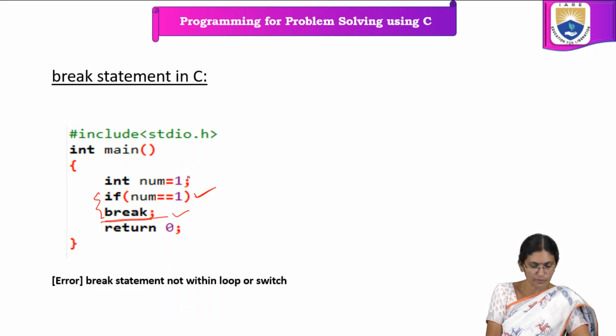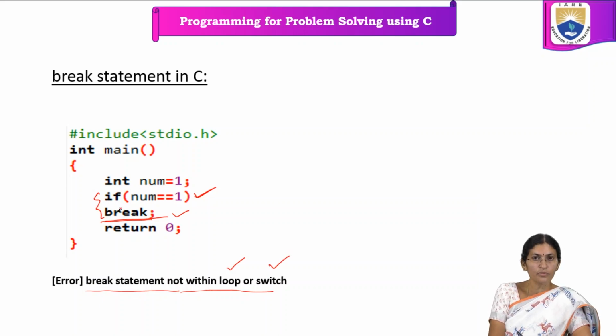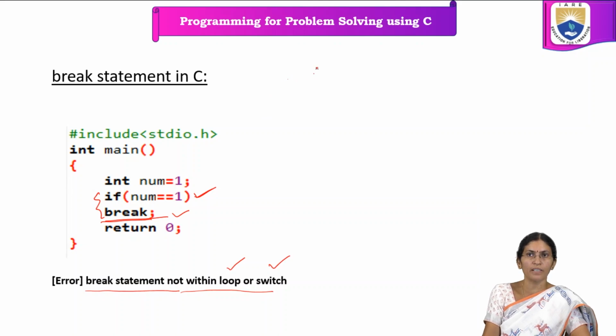So here, if you execute this program, you will get an error: break statement is not within the loop or switch. Either you have to use the break statement within a loop or in a switch case. You can use any of the loops, for loop, while loop and do while loop. In the absence of loops, if you use break, the program will give an error.